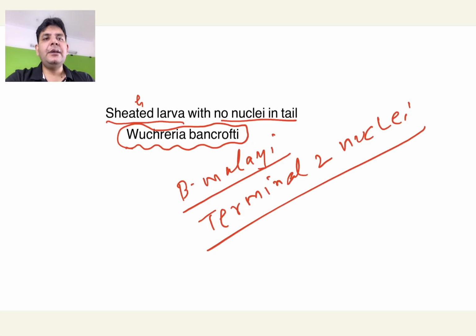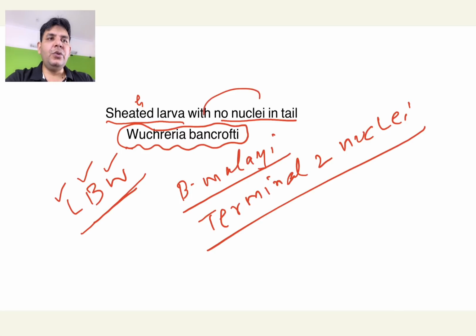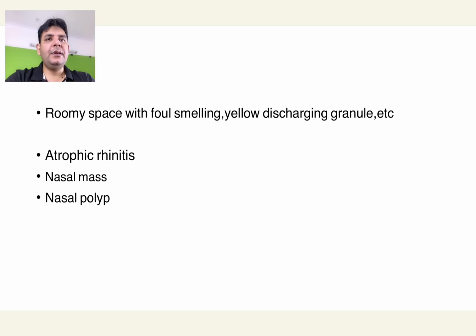In fact the mnemonic for that is low birth weight. L is Loa loa, B is Brugia malayi, and W is Wuchereria bancrofti. So these all have the sheath, but no nuclei is a feature of Wuchereria bancrofti. Again discussed in the image based section also.